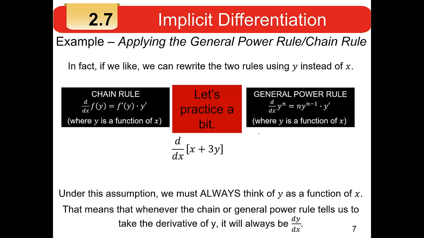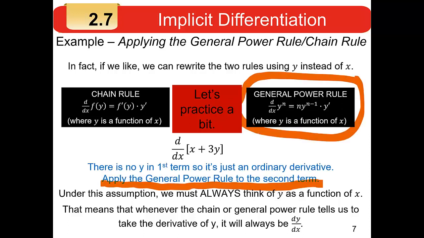Let's do another. What if I ask you to find the derivative of this two-term expression x plus 3y? Well, this is a mixed bag. The first term is just an x. It's an ordinary derivative. But the second term, the 3y, has a y in it, so you have to use the general power rule on that.